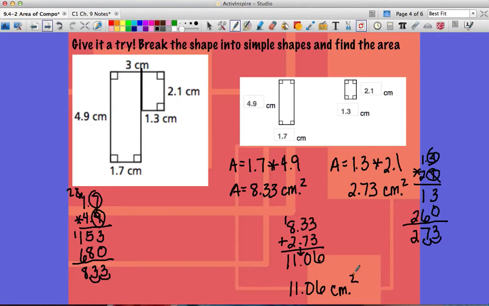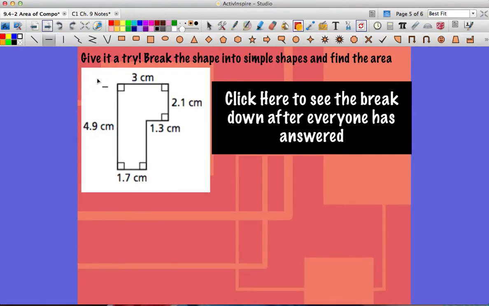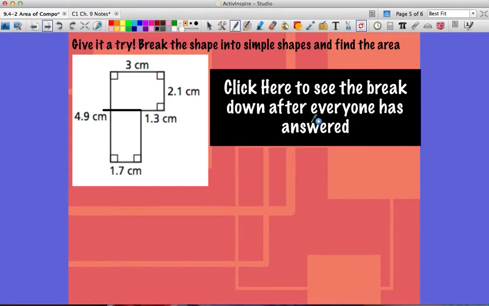Now I know some of you might have done this a little bit differently and broken up the shape this way from here to here. And that's fine. We just have to do a little bit more computing with this because it gives us rectangle 1, which is here, and rectangle 2, which is here.